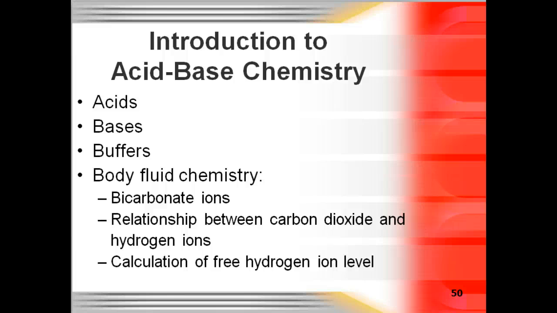A lower pH means a higher H. A higher pH means a lower H. So if you have a lower pH, that means you have more hydrogen ion, which is an acid. If you have a higher pH, that means you have a lower amount of hydrogen ion. So that's how it's related.